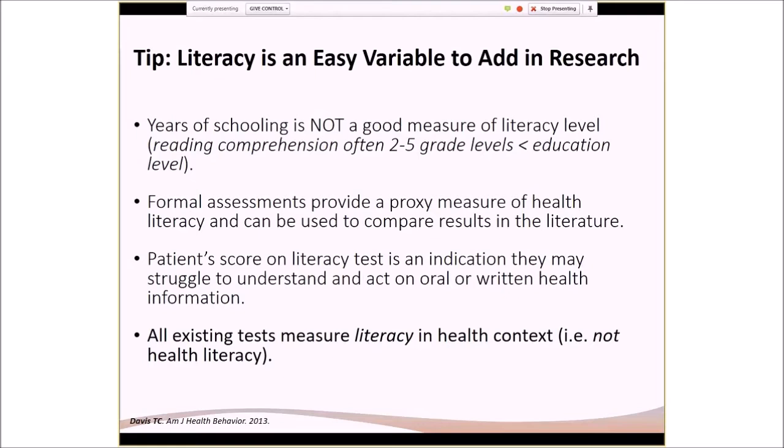So I'm going to teach you a little bit about how you assess literacy, but years of schooling is not a good measure of literacy. Reading comprehension is often 2 to 5 grade levels below the education level. One of the hard things about public school here, we've got a lot of kids in middle and high school that might be reading on a 3rd grade level, and you're just never gonna pass if that's the way it is. You got to learn to read by 3rd grade, and then you read to learn after that. Formal assessments provide a proxy measure of health literacy and can be used to compare results to the literature. And a patient's score on a literacy test is an indicator that you might struggle to understand and act on oral or written health information. We can teach anybody anything. We just need to slow down, do one-on-one, do a lot of repetition. All existing tests of health literacy are really literacy tests using healthcare words or context.